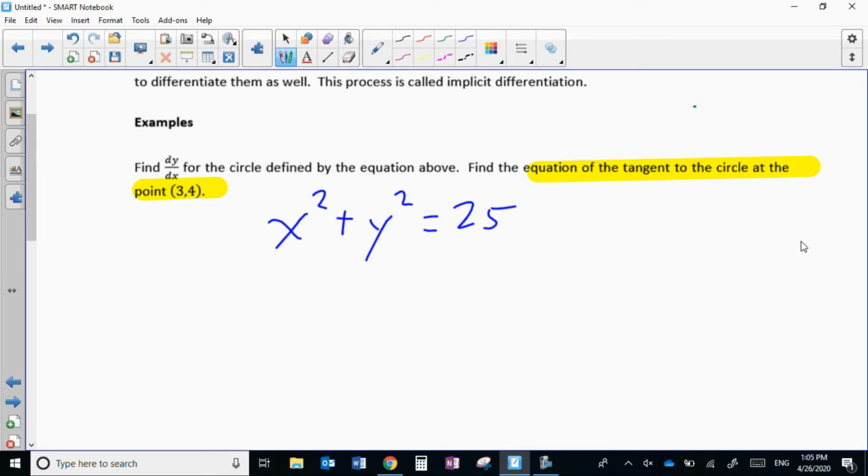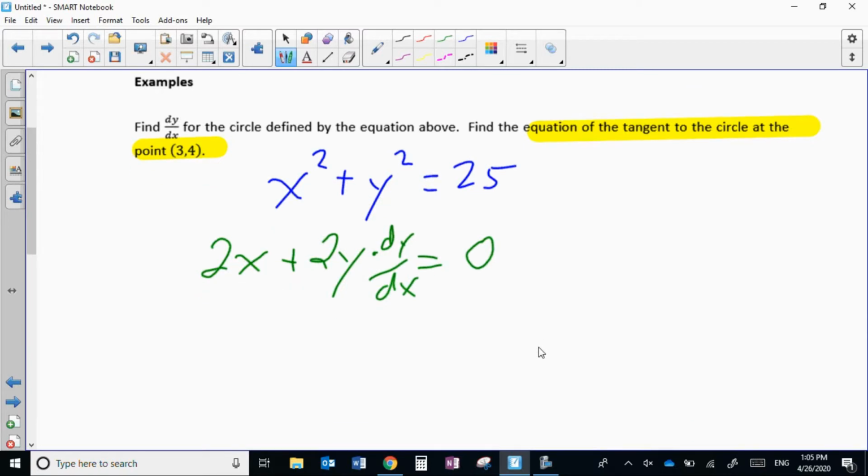What I think I'll do is show you how to find the derivative implicitly, and then explain why it works. So here's how I do it. I take the derivative of both sides of the equation. The derivative of 25 is 0, because it's just a constant. The derivative of x squared is 2x. Now, how do I take the derivative of y squared? I do it as if it's an x, and I get 2y, and then I multiply by dy by dx.